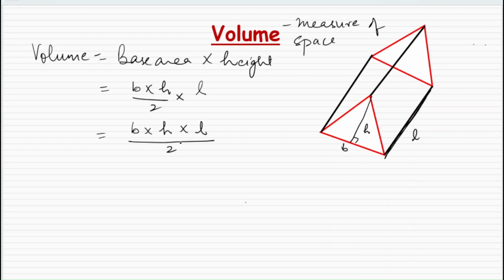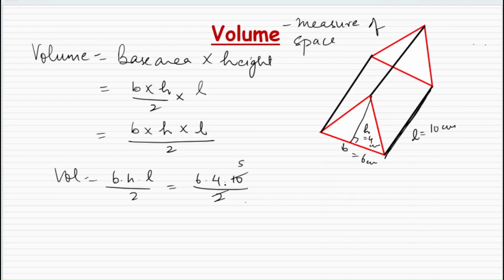That's it. For example, let's take the base as 6, the height as 4 centimeter, and the length as 10 centimeter. How will I calculate the volume? The volume is base times height times length divided by 2. So 6 times 4 times 10 divided by 2, and you can cancel this one. The answer is 120 centimeter cube.